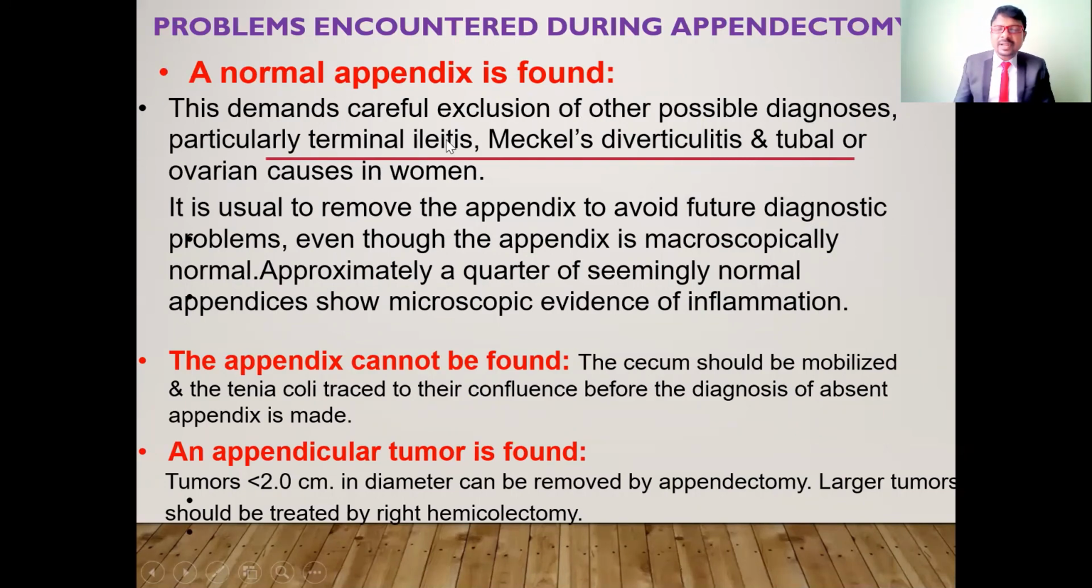This demands careful exclusion of other possible diagnoses, particularly terminal ileitis, Meckel's diverticulitis, and tubo-ovarian causes in women. These may mimic the symptoms of appendicitis. So during surgery, after going through the skin and superficial fascia and reaching the appendix, if you see there is no inflammation in the appendix, it is because other causative factors may mimic the symptoms of appendicitis. It is usual to remove the appendix to avoid future diagnostic problems.